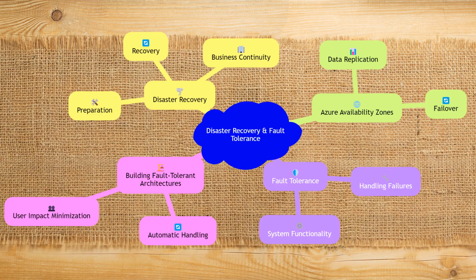Disaster recovery involves preparing for and recovering from catastrophic events that can disrupt business operations. Azure Availability Zones provide a robust disaster recovery solution by enabling data replication and failover across zones. Fault tolerance, on the other hand, refers to the system's ability to continue functioning despite failures. By leveraging availability zones, businesses can build fault-tolerant architectures that automatically handle failures without impacting users.